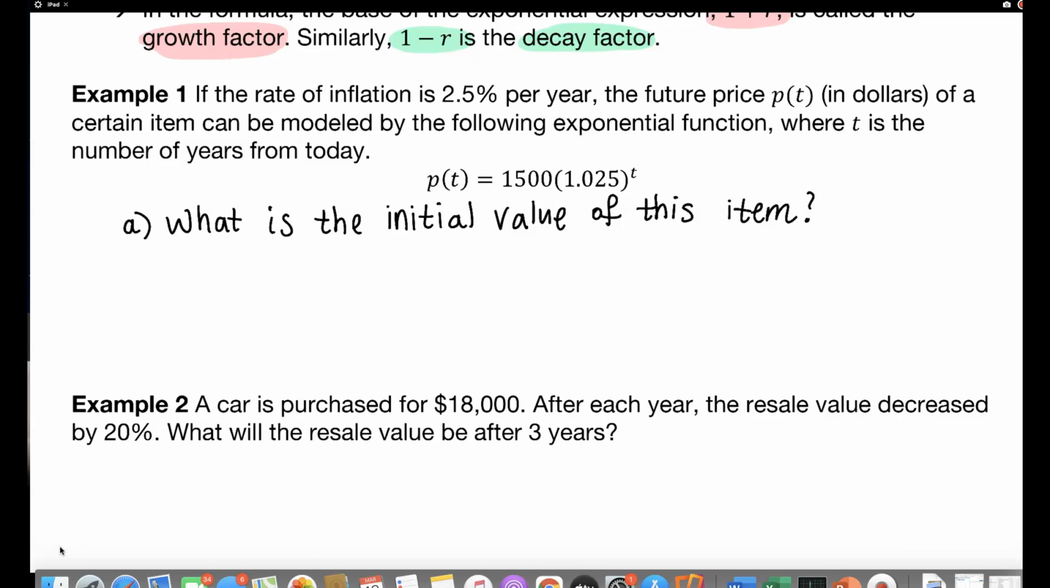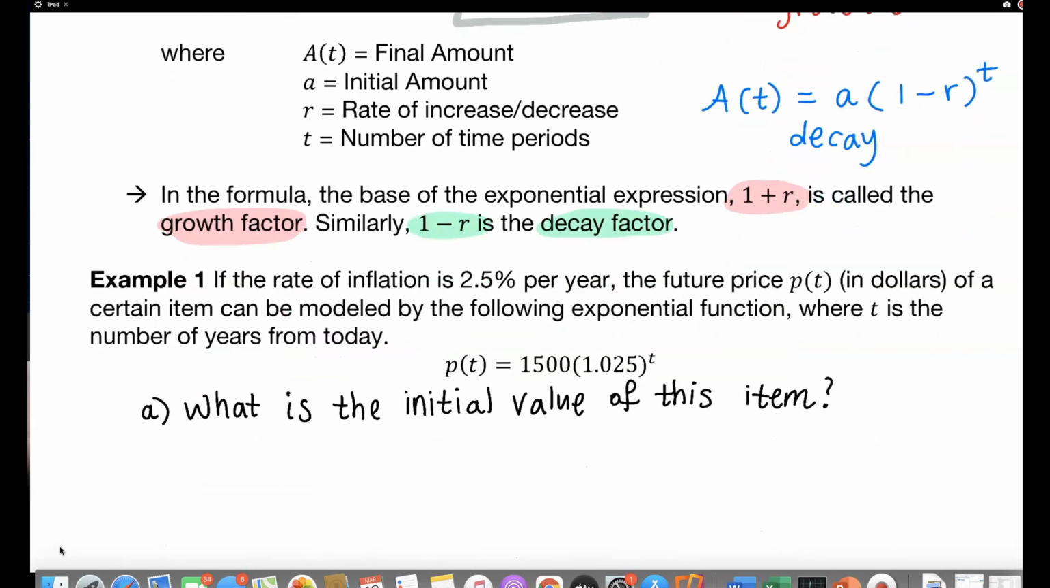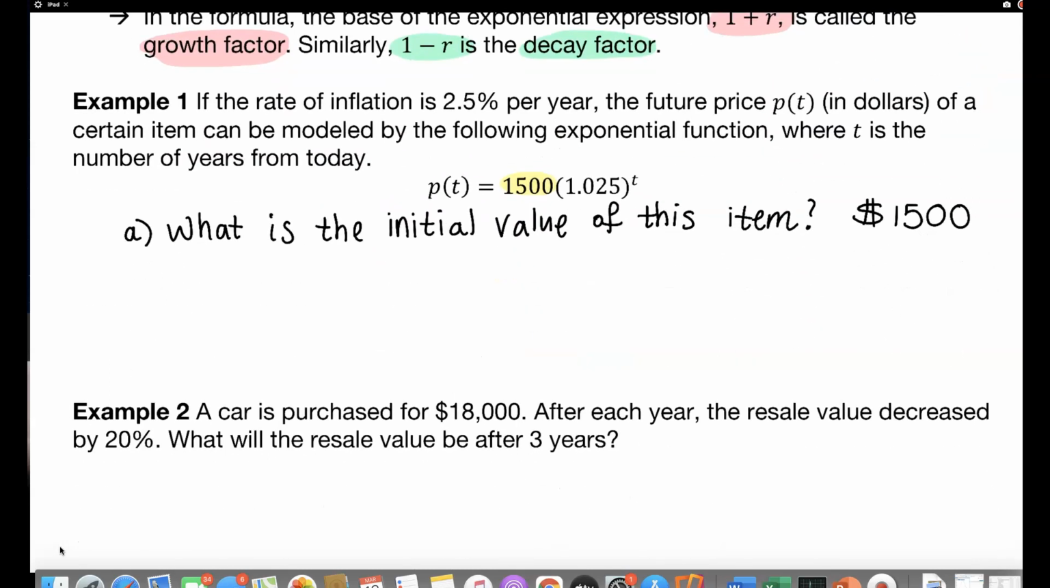If you take a look, the initial value or the initial amount is the coefficient that's getting multiplied by this exponential term, right? So if you look carefully at this equation, can you see that the initial value is 1,500? So the initial value of this item is 1,500. Let me ask you a couple more questions then, okay?